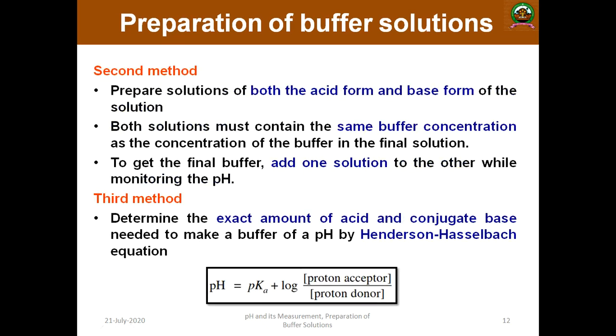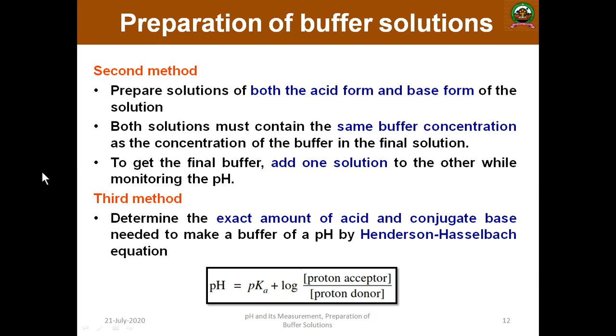And the second method: similarly, you prepare a solution of both the acid form and the base form, and both must contain the same buffer concentration. For example, acetic acid and sodium acetate. Acetic acid is the acid, and sodium acetate is the base. Both you can mix in equal quantity. To get the final buffer, add one solution to the other and monitor the pH.